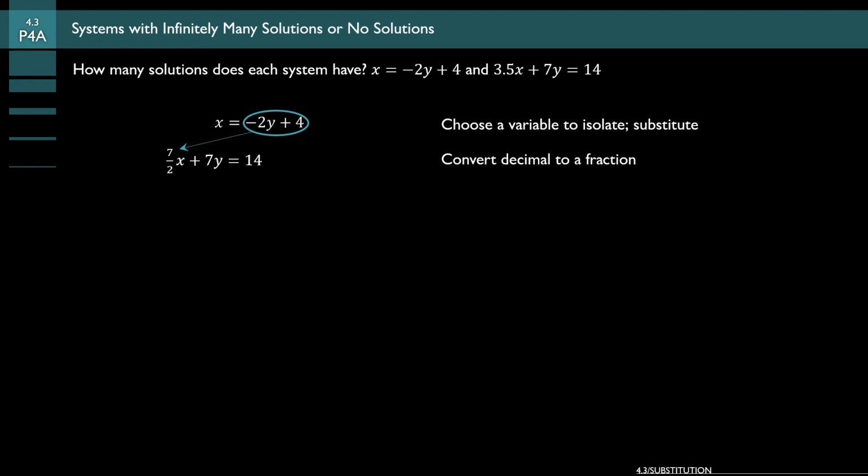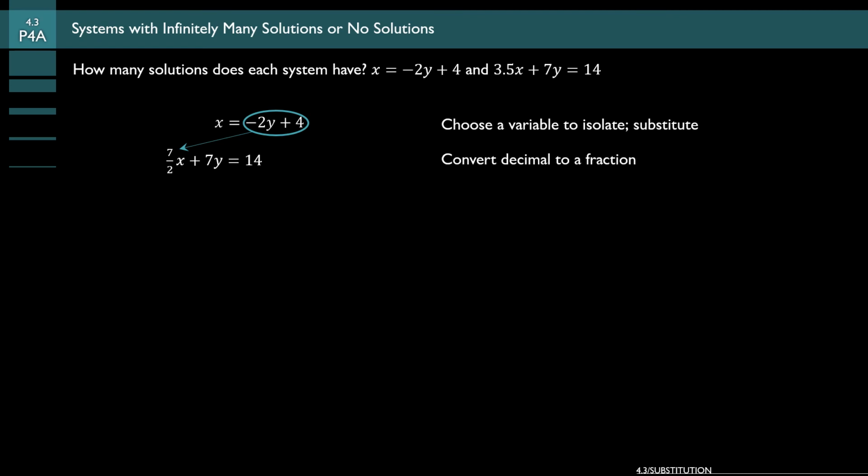The way that you get rid of the 3.5 is to multiply by 2. So if you wanted to go that route, then you could multiply every single term in that equation by 2. That would give you 7x plus 14y equals 28. I've gone ahead and I've just used the fraction. So 7 halves x plus 7y equals 14.